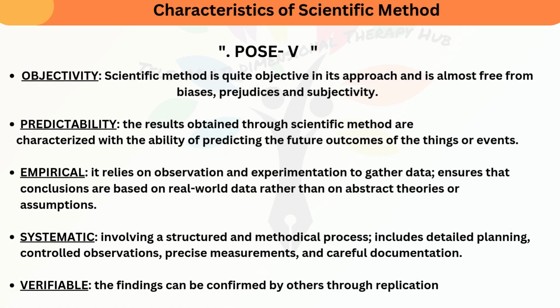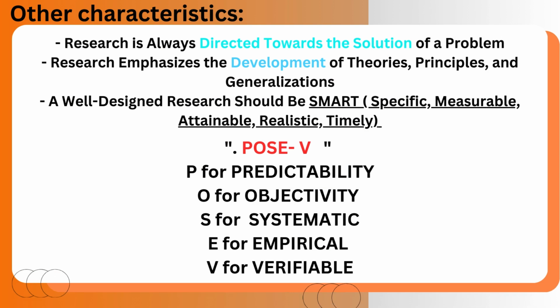Now let's see some of the characteristics. In the previous video we have discussed this. So the word POSEV, P-O-S-E-V, is associated with these principles, whereas P means predictability, O for objectivity, S for systematic, E for ethical, and V for verifiable. And there are some other characteristics of scientific method as well. These are some other characteristics. You can pause and read once.